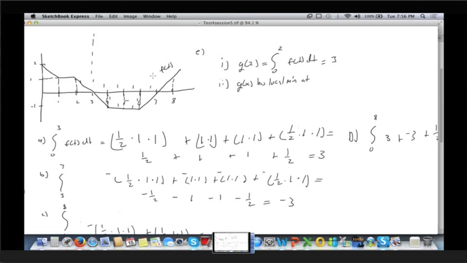So show me the calculations that you did to find that 3. 2 times 1 is 2. And then you have to add the area of the triangle, which is 1/2 base times height. So 1/2 of 1 is 1/2 times height is 2. So 1. 2 plus 1 is 3.